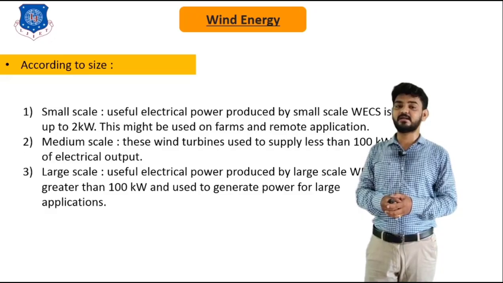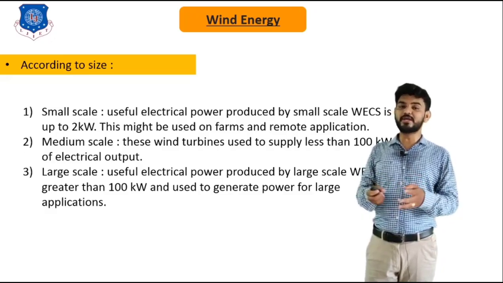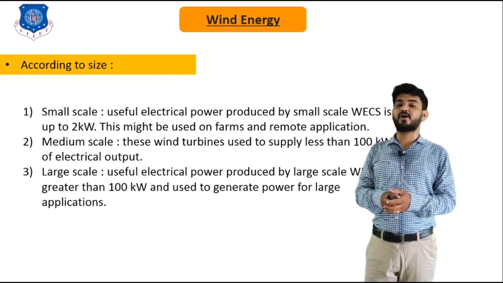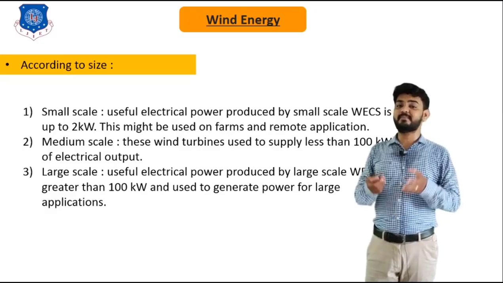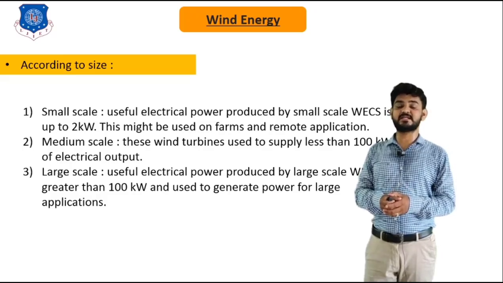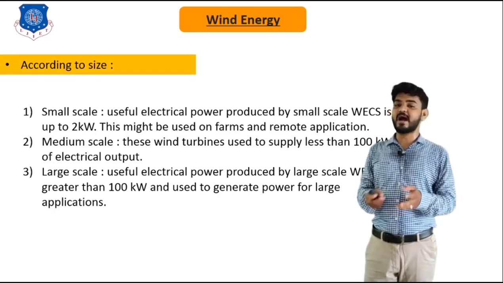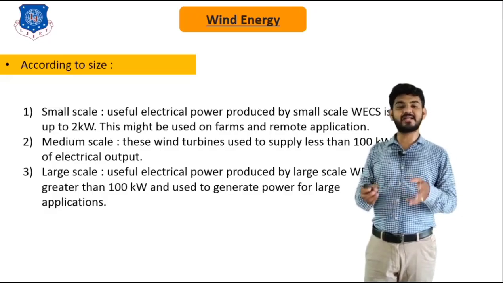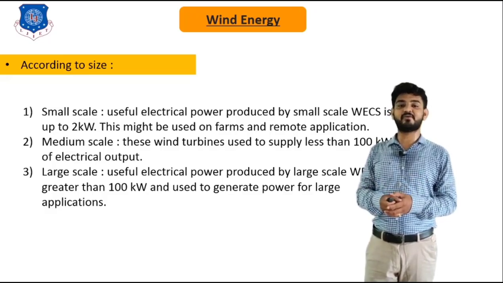In small scale, the useful electrical power produced can be up to 2 kilowatts, and it finds its application in remote areas or on a farm. While medium scale wind energy conversion system produces electrical energy up to 100 kilowatts. And lastly, the large wind energy conversion systems produce electrical output of more than 100 kilowatts. They are used for large applications and central power grids.